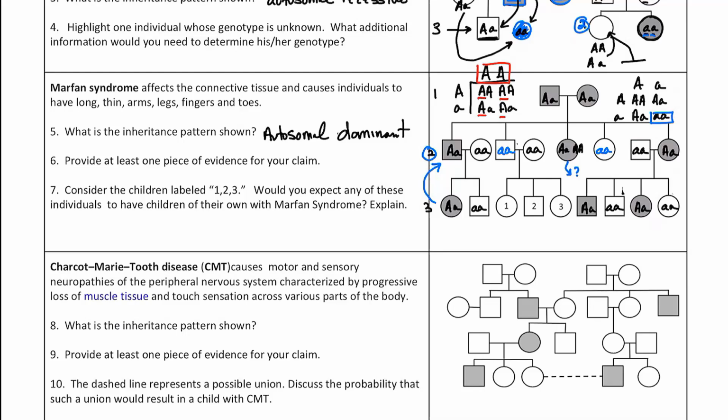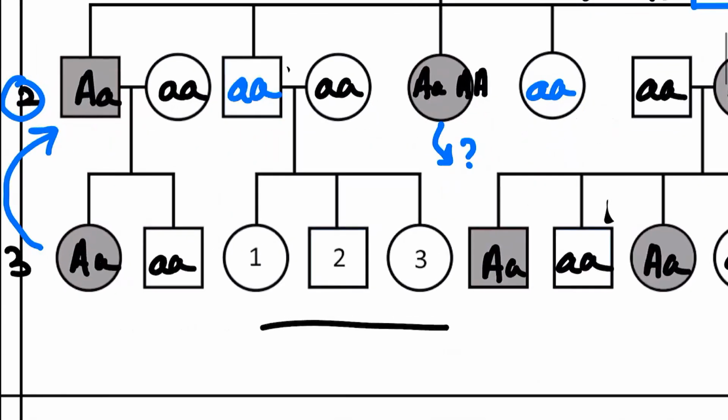Now, the last question is, consider the children labeled 1, 2, and 3. That's down here. Would you expect these individuals to have children of their own with this syndrome? Well, if you look very carefully, neither of these parents has a dominant allele. So all of these offspring, if you need to do the Punnett square for those two, would be homozygous recessive, and therefore they wouldn't show any of the disease. So, of course, that would be no, and none of the children would be expected to have the disease because both parents do not have at least one dominant allele to give them.